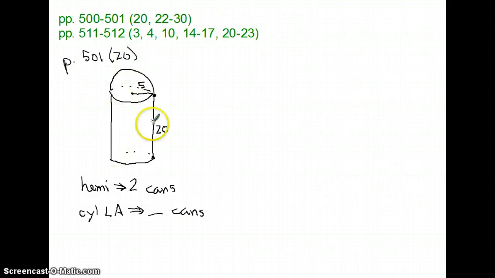All right, this one is about the silo. It tells you, I changed this into this radius being 5. It says it takes 2 cans of paint to paint this top piece here. And then it's asking, how many cans of paint should it take to paint the bottom part?